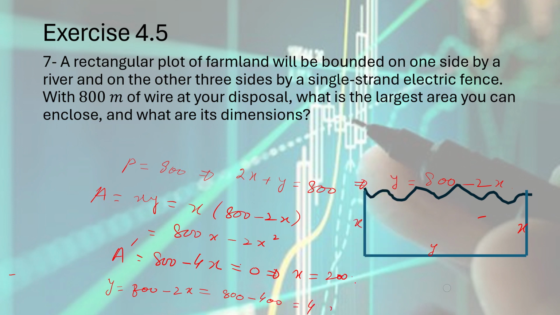So we need to take this length to be 400, and these two should be 200 and 200, and the area in this case will be simply 200 multiplied by 400, that will be 80,000 square units. So that's the maximum area in this case, that's the largest area you can have, and the dimensions are what? The length is 400, whereas the width will be 200.